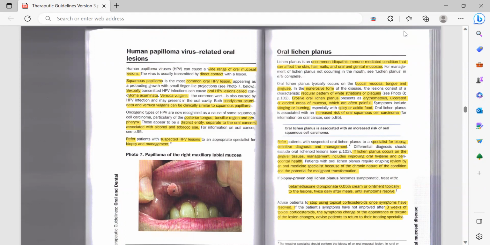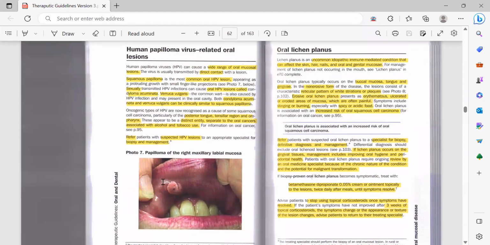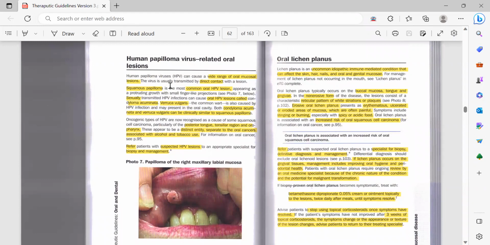And yeah, okay, so we will start with today's pages that we need to do, which is we will start from page number 100, and we will start from this topic: human papilloma virus related oral lesions.